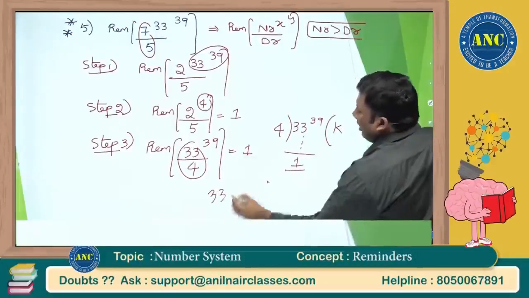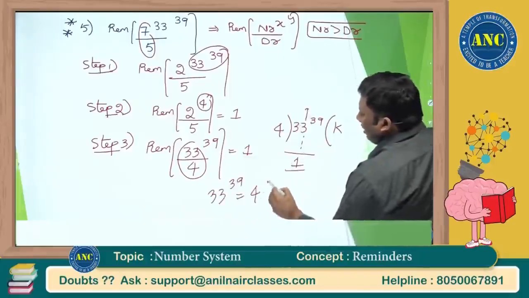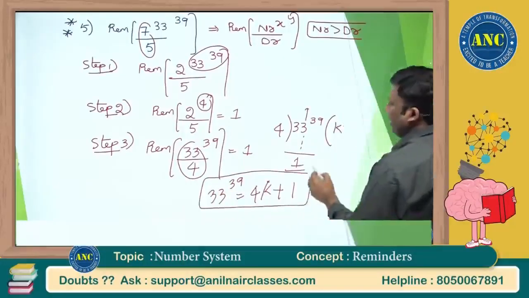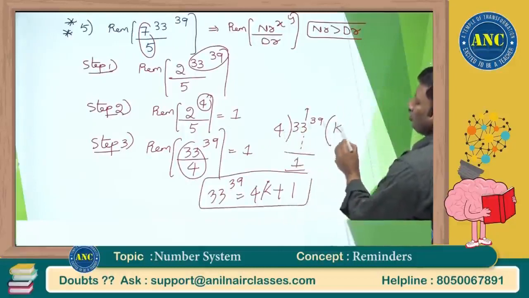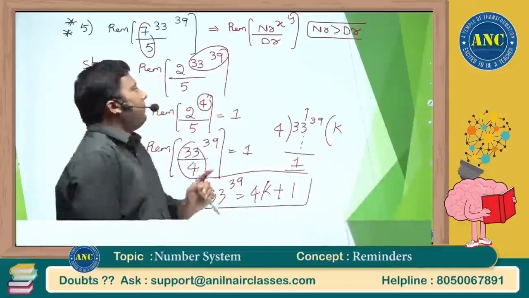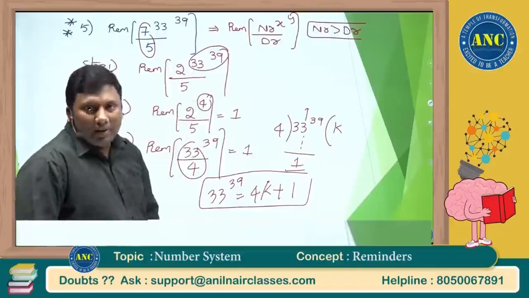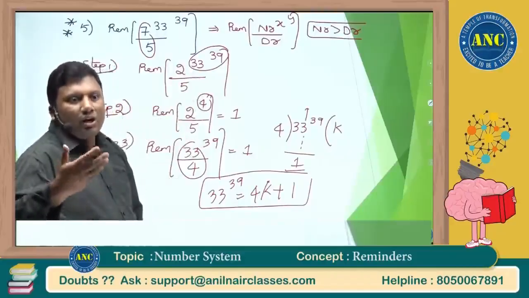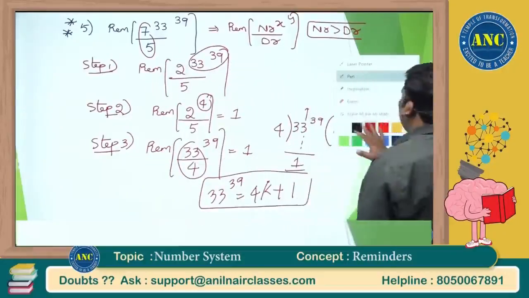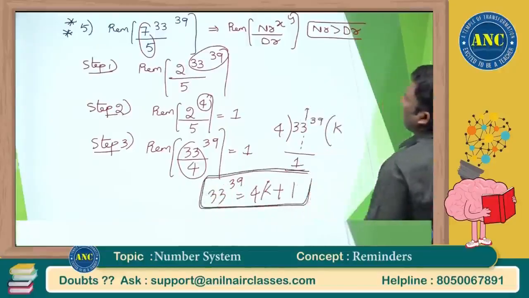Yesterday we discussed dividend equivalent to divisor into quotient plus remainder. What we are doing is finding, if this power is divided by 4, what will be the remainder, whether it is 1, 2, 3 or so on. So 33 power 39 when divided by 4, remainder it is nothing but 1.